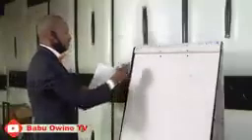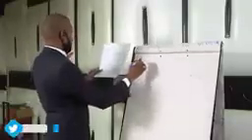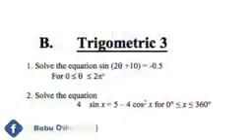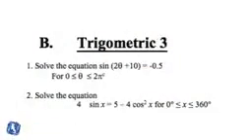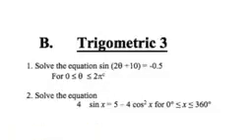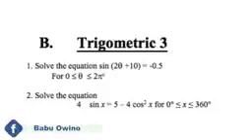We proceed to our next question. Still on trigonometry. Question number 4. We are told to solve the equation 4 sine x equals 5 minus 4 cos squared x, for angles where x is greater than or equal to 0 degrees and less than or equal to 360 degrees.